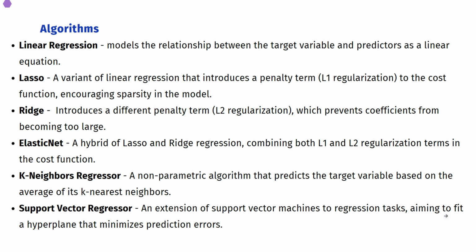Also, we'll be using the k-neighbors regressor. The k-neighbors regressor predicts the target variable based on the average of its k-neighbors. And the support vector regressor is just an extension of the support vector machine. When we are applying a support vector regressor, we're just aiming to fit a hyperplane that in most cases tries to minimize the prediction errors.